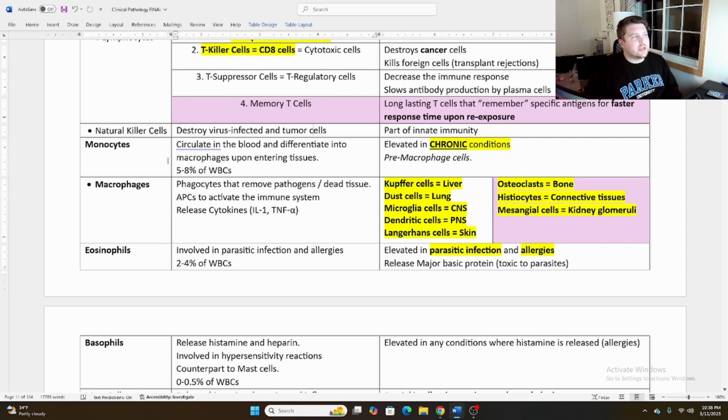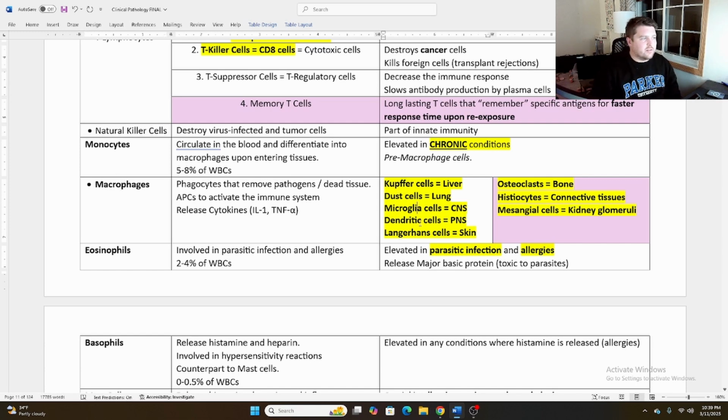Monocytes. Monocytes, these are cells that are circulating in the blood, and their job is to differentiate or change into the macrophages upon entering tissue. They're specifically elevated in chronic conditions because it means we have chronic inflammation, chronically damaged tissues, so they're constantly going. Monocytes turn into macrophages.